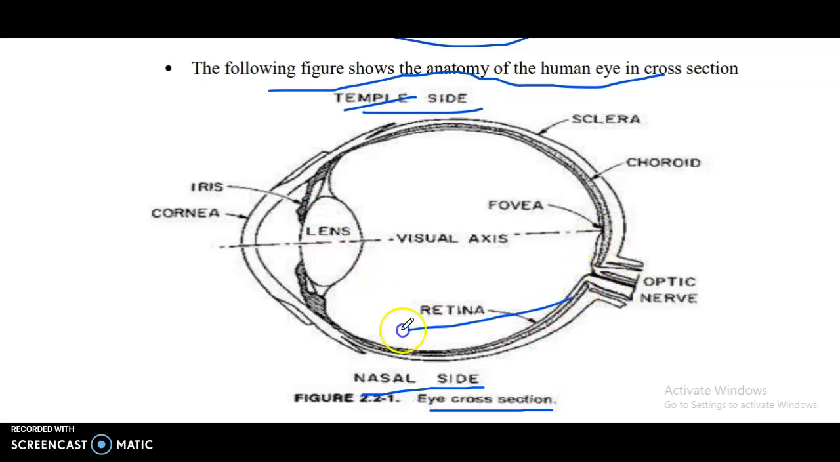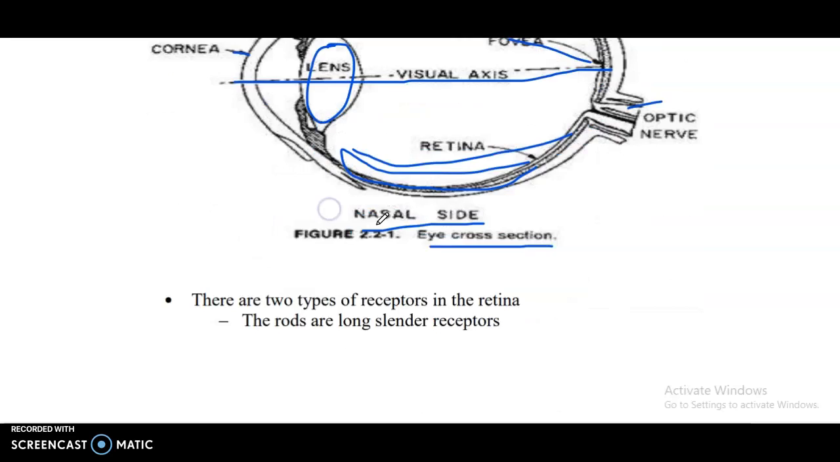This is the retina. This is the visual axis. Optic nerve. Choroid. Sclera. Iris. Cornea. This is the lens.